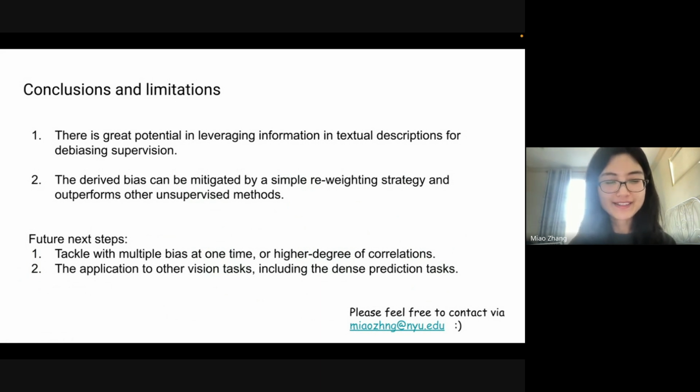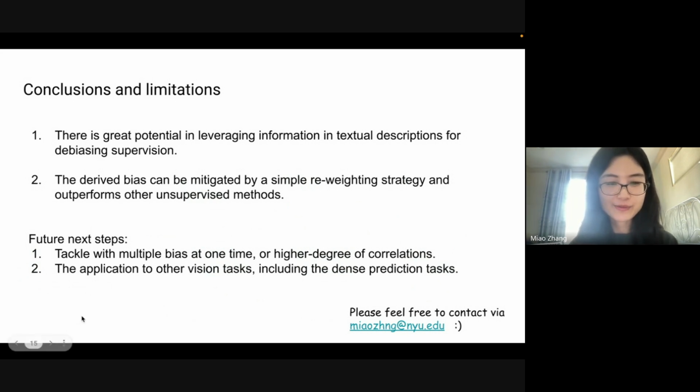There are several next steps we would like to explore. First, we only deal with pairwise feature correlations here, but in reality, recognition of a target can be influenced by multiple different features. How should we balance them all at one time or make a trade-off between them? That's a much more complex question. Also, there can be higher degrees of correlation, like 3 features correlated together but not any 2 of them. That's also a very interesting question to ask.